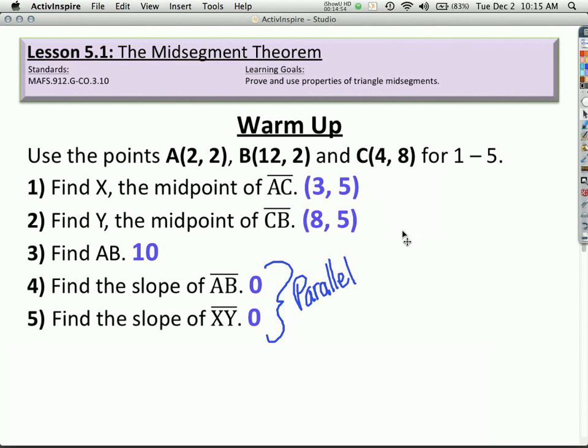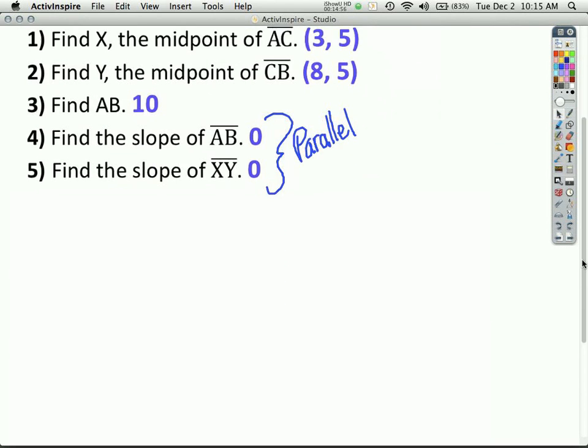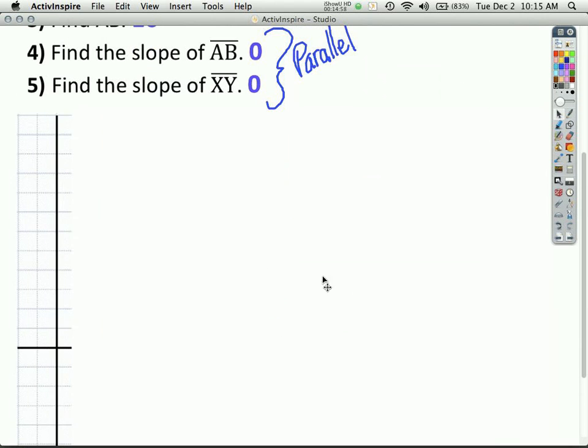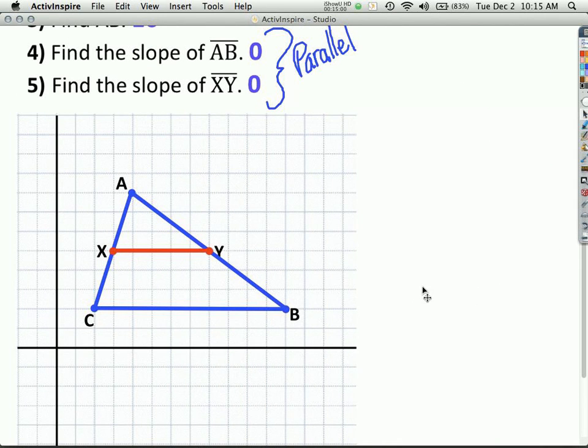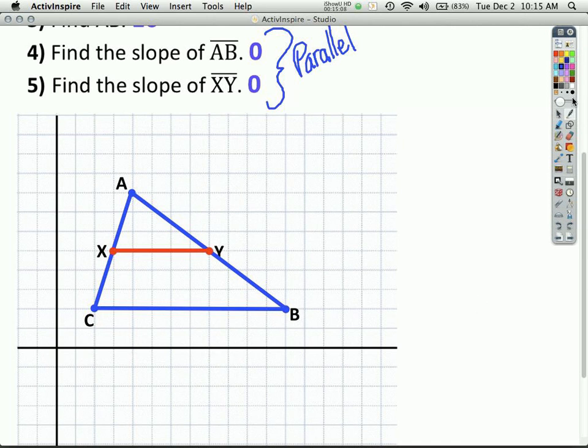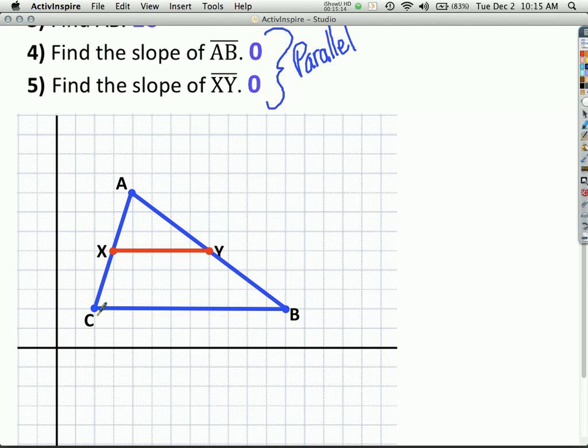So here's what your picture should have looked like, and again, I walked around, and it looked like everyone had this picture. And so we can clearly see that the mid-segment is parallel to this line. They have the same slope. There's something else that you can see.